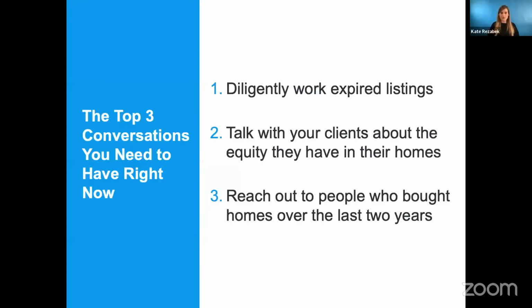So when we talk about 3 ways to generate listings right now, there are 3 conversations you need to be having at this moment. And the top 3 are diligently working expired listings, talking with your clients about the equity they have in their homes, and reaching out to people who bought homes over the last 2 years. So I'm going to break down each one of these because each one is really, really important.